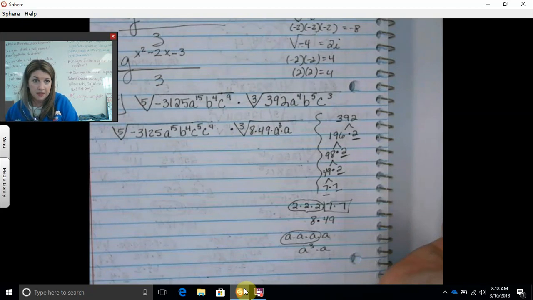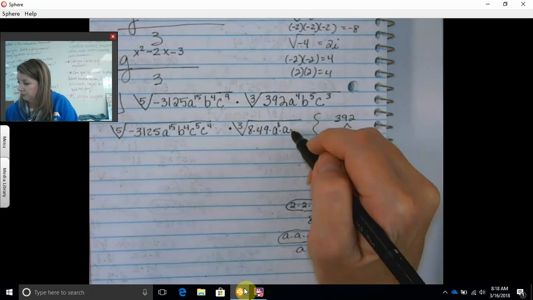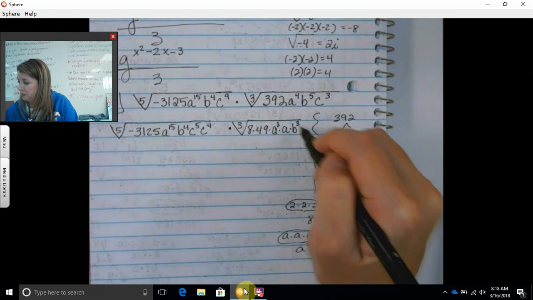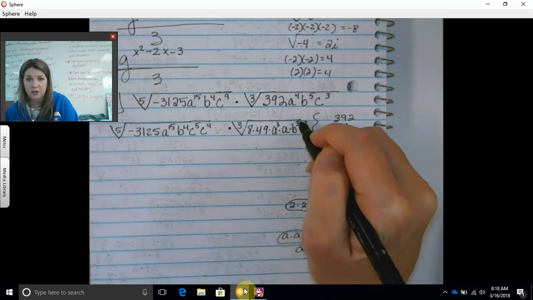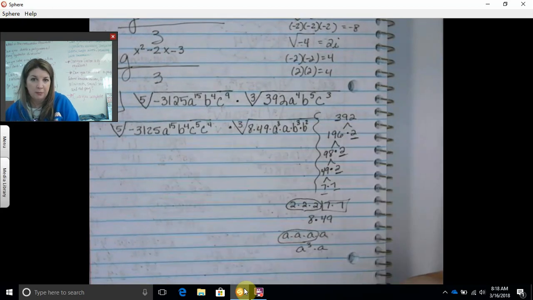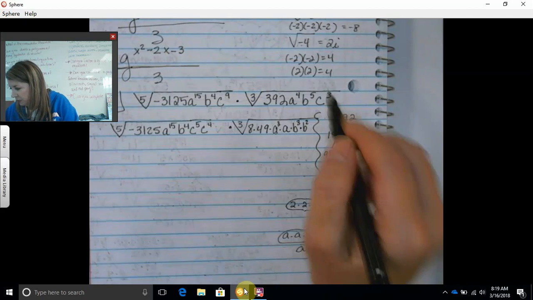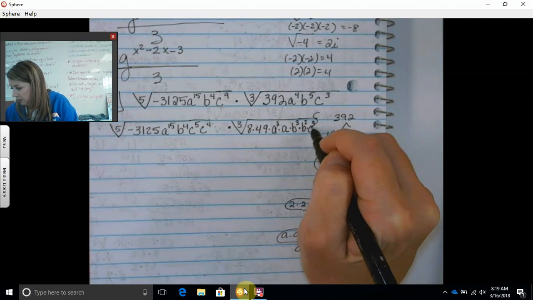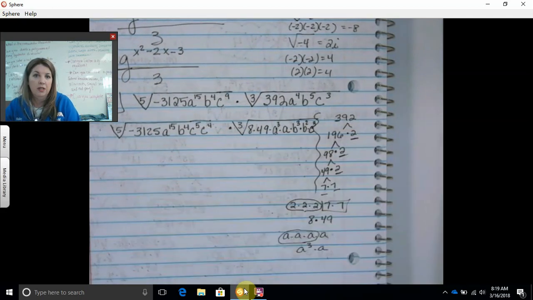B to the 5th. We know b to the 5th isn't perfect, but does it have a perfect cube factor in it? Yes. Well, how would I write it? B cubed times b squared. Running out of room. Is c cubed a perfect cube? Yes. Oh, good, because I'm out of space. C cubed. Anybody have a question before I go and simplify?